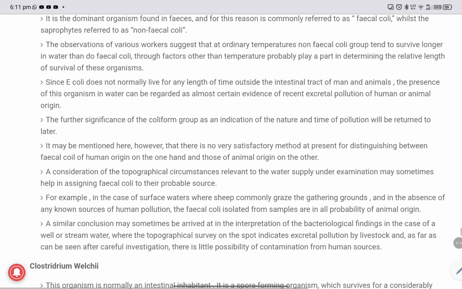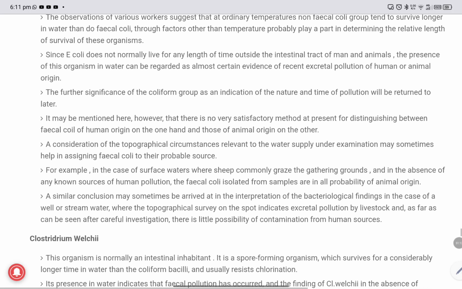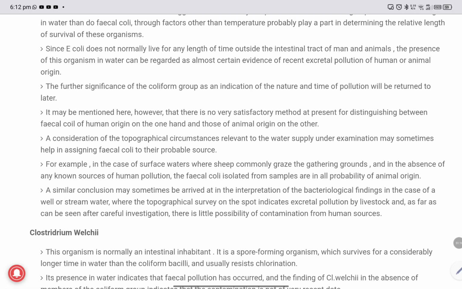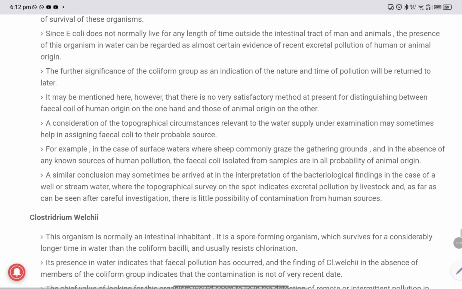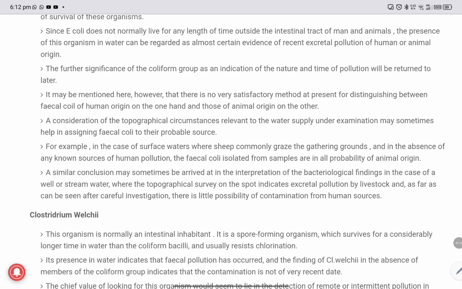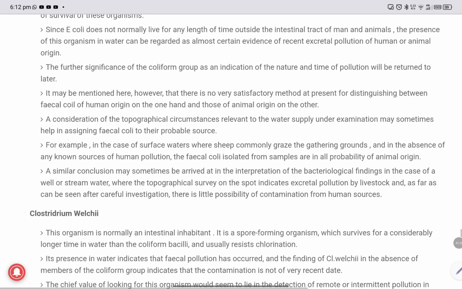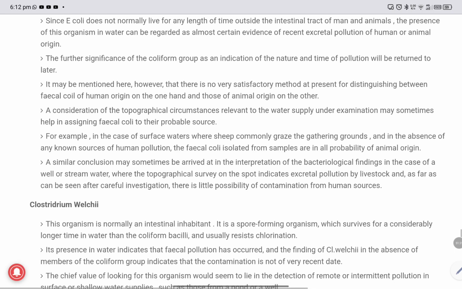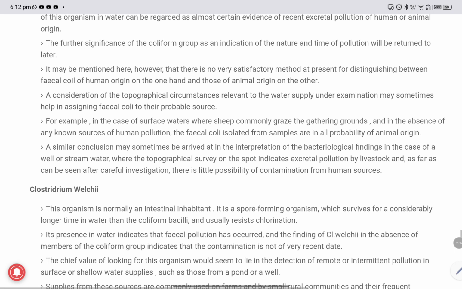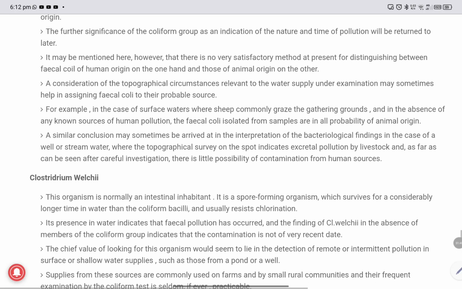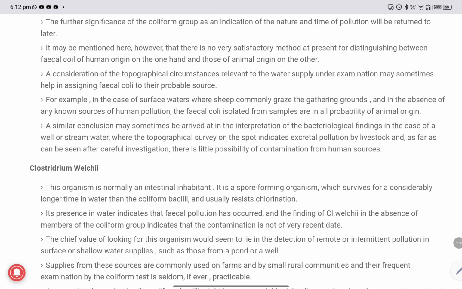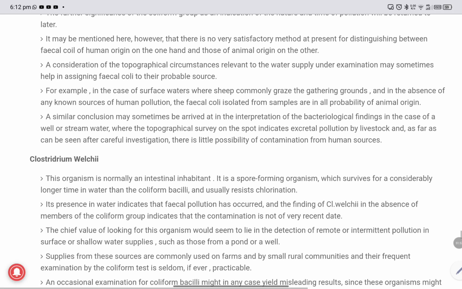Since E. coli does not normally live for any length of time outside the intestinal tract of man and animal, the presence of this organism in water can be regarded as almost certain evidence of recent excretal pollution of human or animal origin. The further significance of the coliform group as an indication of the nature and time of pollution will be returned to later. It may be mentioned here, however, that there is no very satisfactory method at present for distinguishing between fecal coli of human origin on the one hand and those of animal origin on the other.